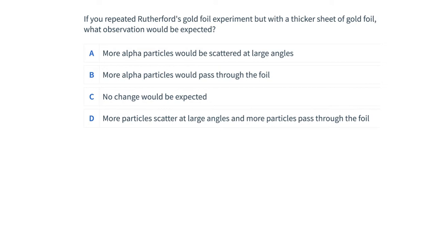Do you think more particles would bounce back at you, or more particles would go through the metal? And I think it's not a trick question. If you use a thicker piece of gold, more particles are going to come back at us. So we're going to see more backscattering. We're not going to get more particles through the foil. We would expect more particles to be scattered. So more particles scatter at large angles, and large angles are large angles backwards.